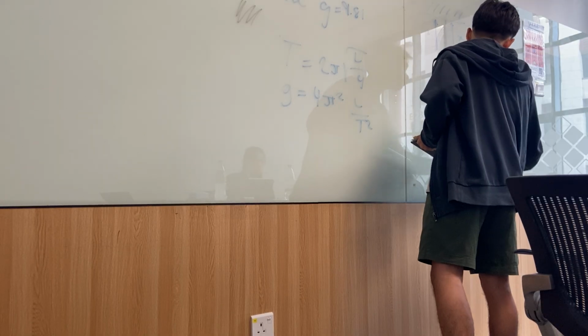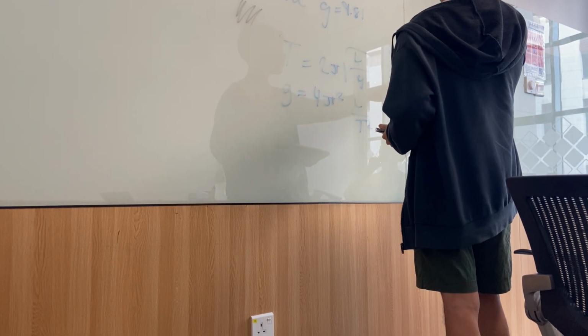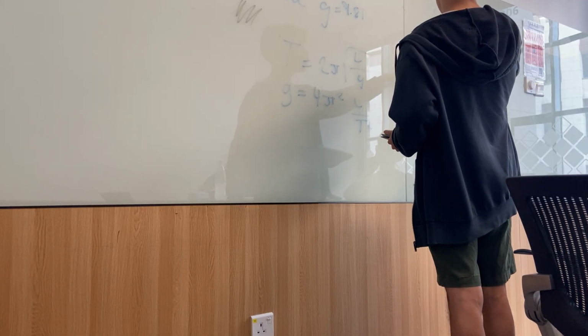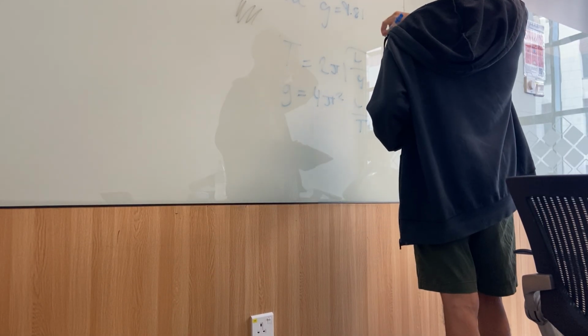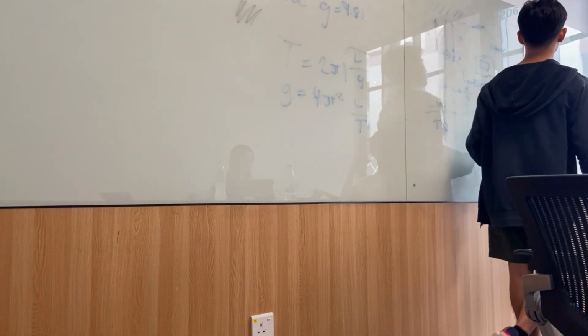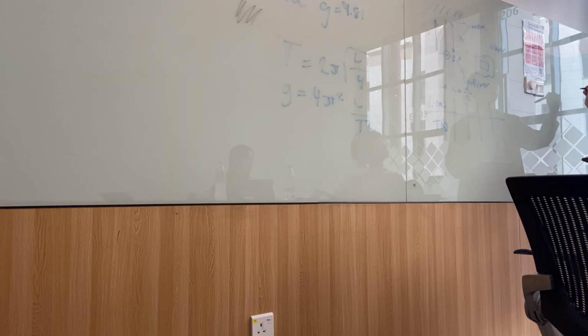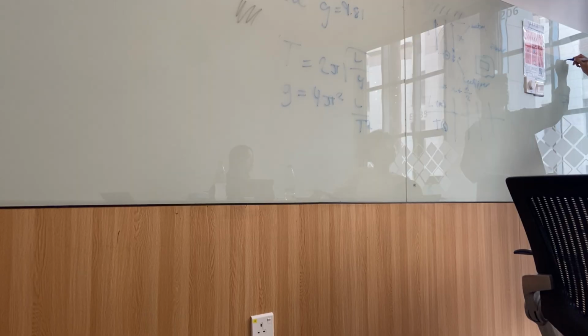But the length has to be different because we're trying to get a graph. And then the graph is simple. The graph is just going to be a graph of the length against the period square.